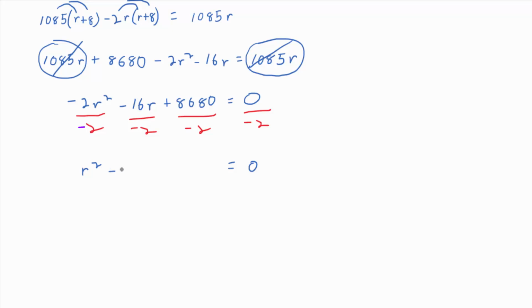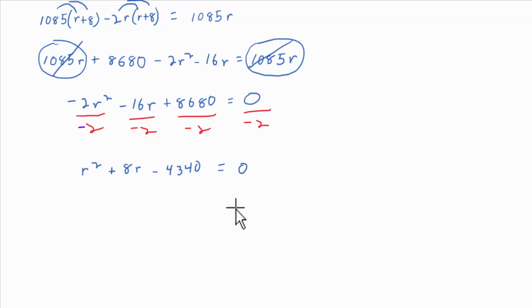R squared minus 8R, or plus 8R. Plus 8R, and then minus, what's 8680 divided by 2? 4,340. Everybody good so far?